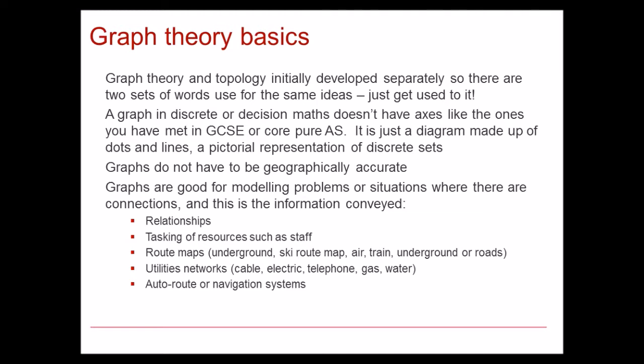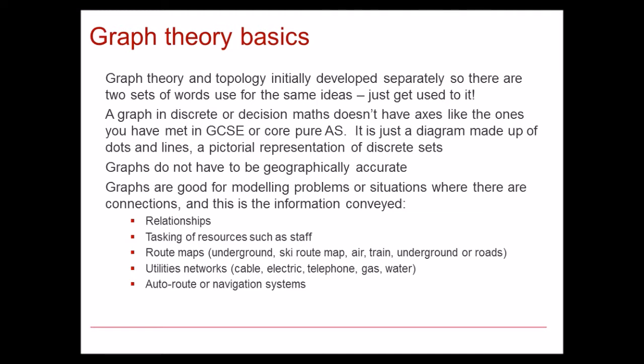Graphs you have met in your maths to date have tended to be two-dimensional, with axes, for example, x and y. In graph theory, a graph is given a broader definition as a mathematical structure used to model relationships. Thus, it may just be a diagram made up of dots and lines to show relationships between discrete sets of objects. It does not have to be geographically accurate, even if it represents a map.